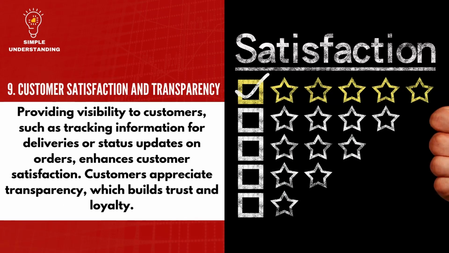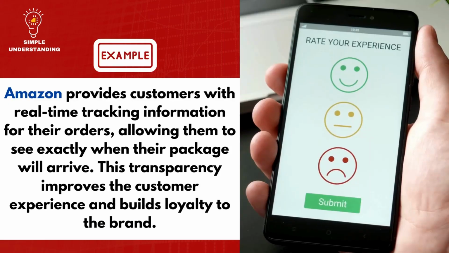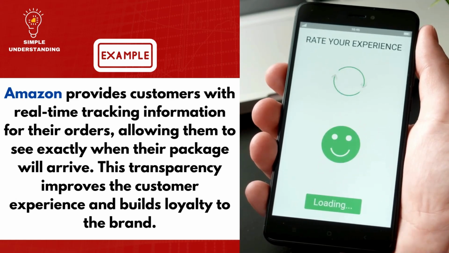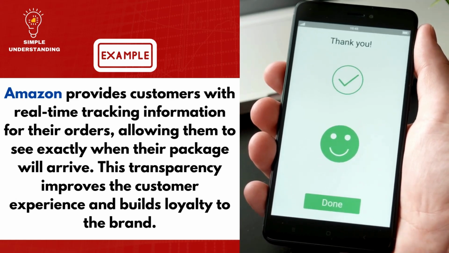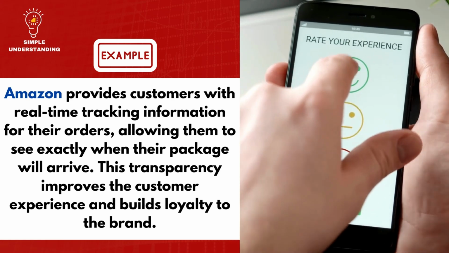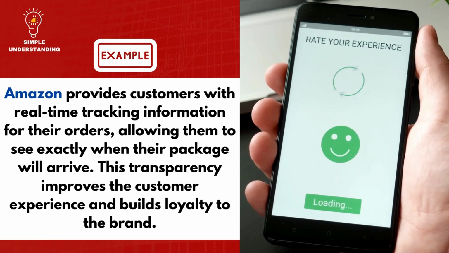9. Customer satisfaction and transparency. Explanation: Providing visibility to customers, such as tracking information for deliveries or status updates on orders, enhances customer satisfaction. Customers appreciate transparency, which builds trust and loyalty. Example: Amazon provides customers with real-time tracking information for their orders, allowing them to see exactly when their package will arrive. This transparency improves the customer experience and builds loyalty to the brand.